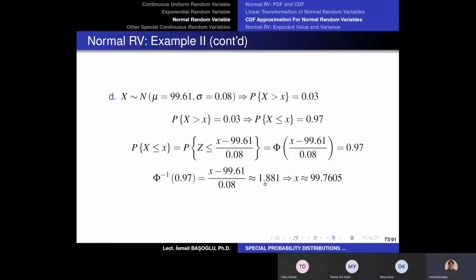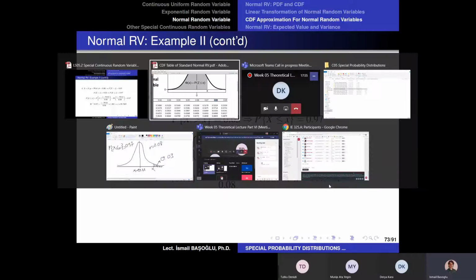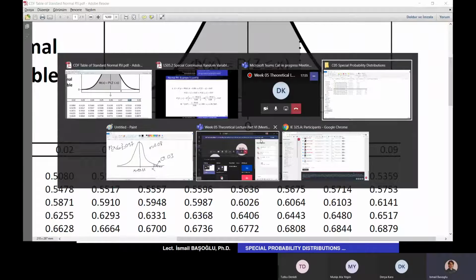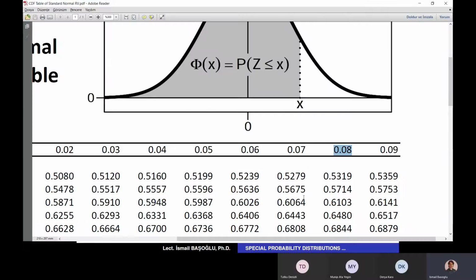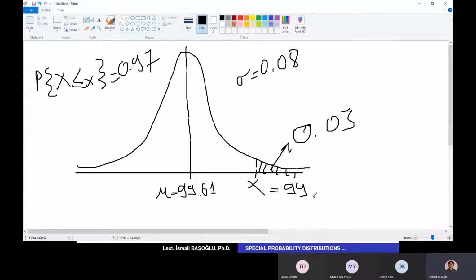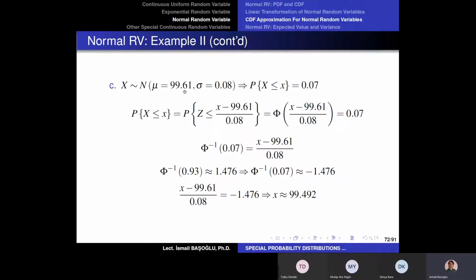However, if you apply linear approximation, you will realize that it should be 1.881, and that value is the critical value for the standard normal distribution, and that critical value should be equal to (x minus 99.61) over 0.08. And from here we see that 99.76 is the critical threshold value here. Okay, so let me show you the Paint here. So that x value here is 99.76.